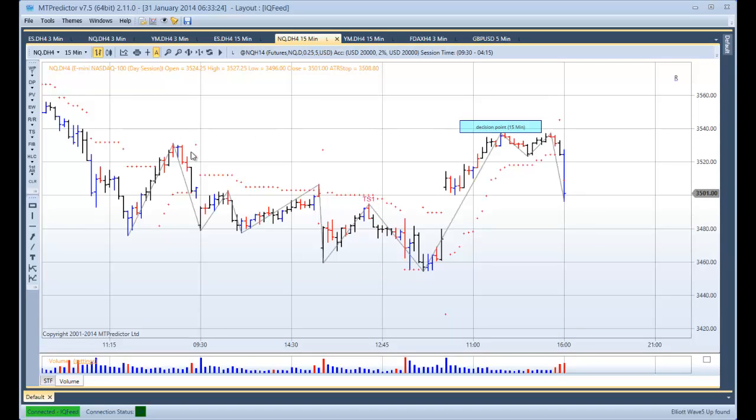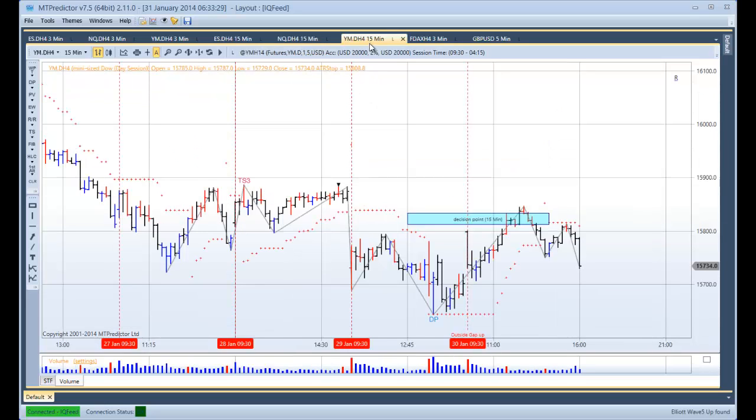That came off this prior swing pivot here, and as you can see, that caught the high of the day there as well. On the YM, there's the last swing down to the low, so that was the last pivot, so therefore the DP off there was on the chart as well, and as you can see that caught the high on the YM very nicely as well.